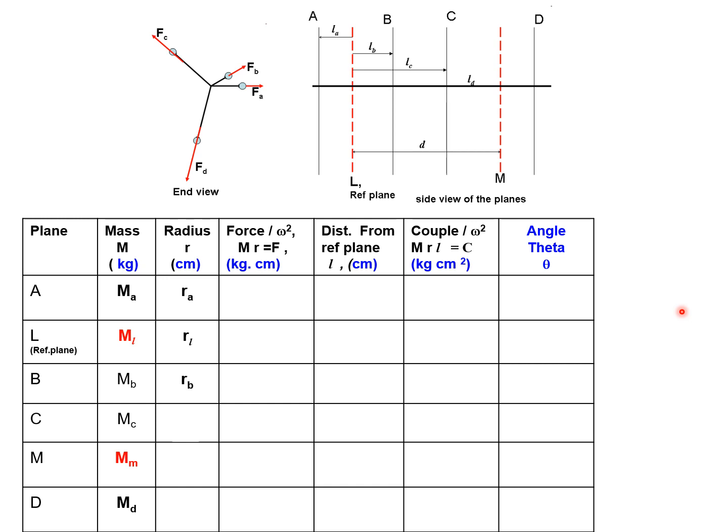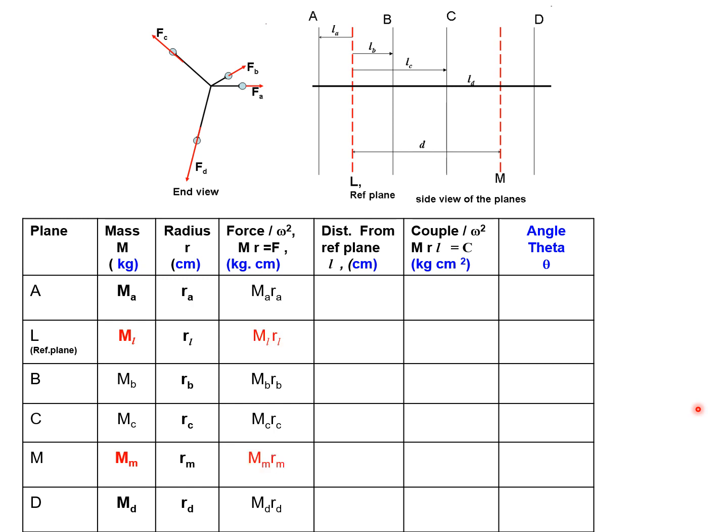Now let RA, RB, RC, RD be known. Let us say RL and RM are also known to me this time. Now knowing these two columns, we can very well find out the fourth column. MARA, MBRB, MCRC and MDRD can be calculated, but the other two are not known, so let us put them in the red color.